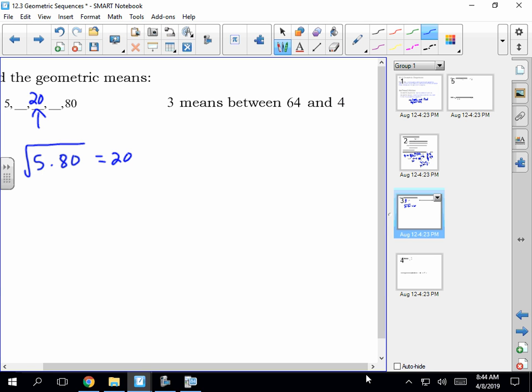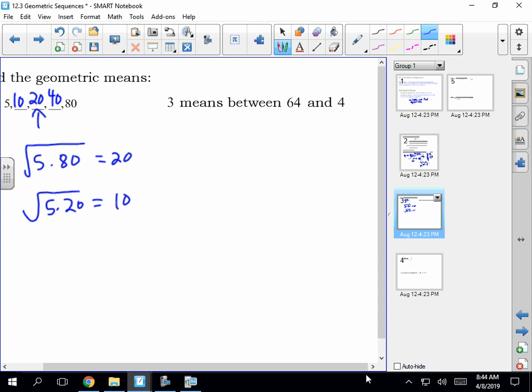I'll show you another way to do this as well. But that's 20. What about between 5 and 20? What would the geometric mean be? It's 5 times 20. And then you might hit a point at which you can fill in the blanks. You go 5 times what is 10, 10 times what is 20, 20 times what is 40. So this one's going to be 40. But it'll also work to do 20 times 80, which is 1600, and take the square root to get that.